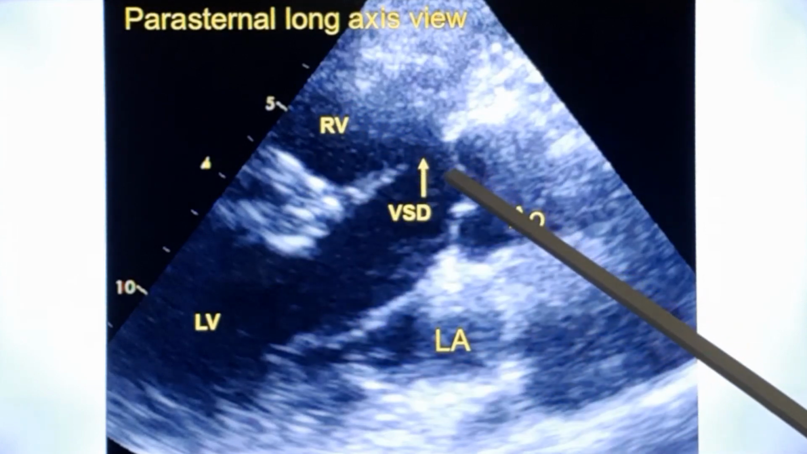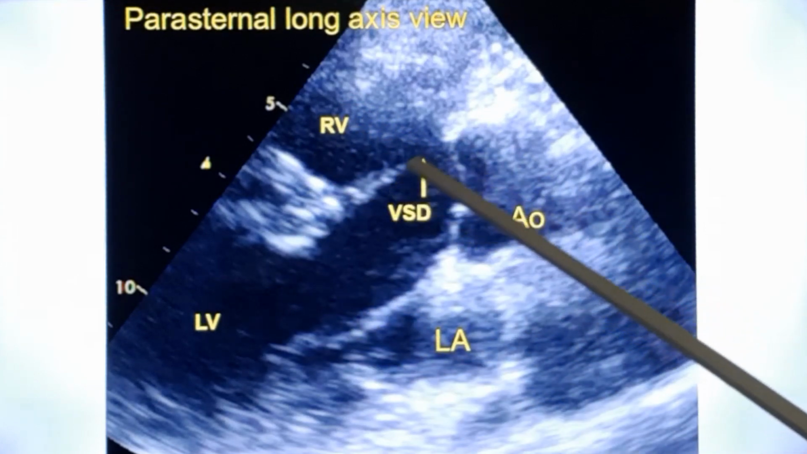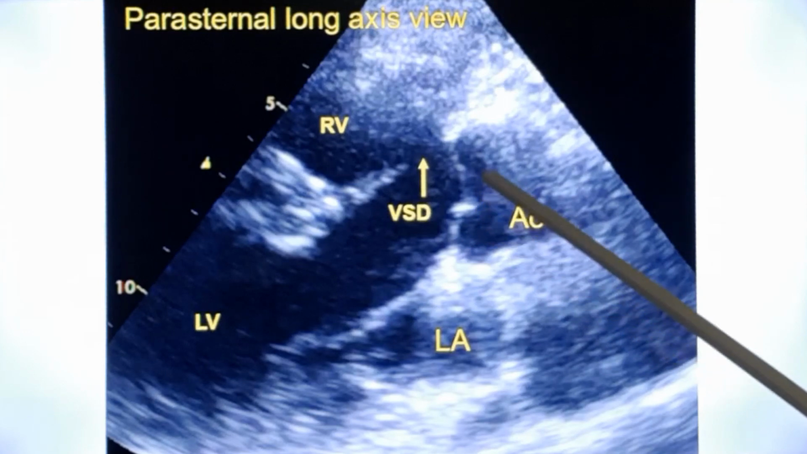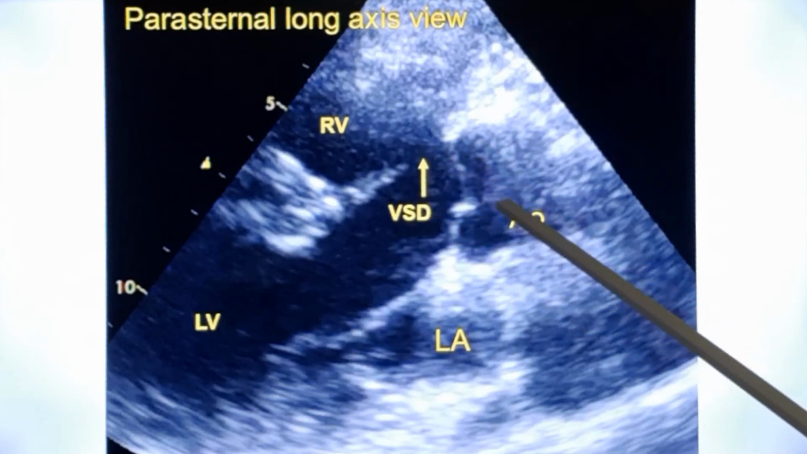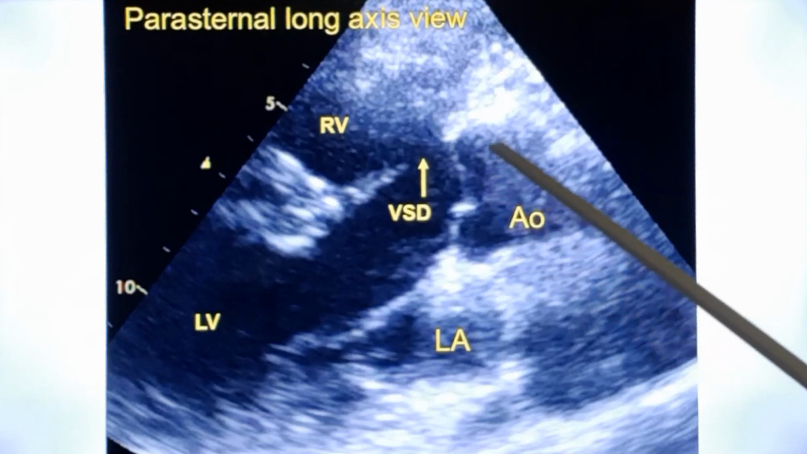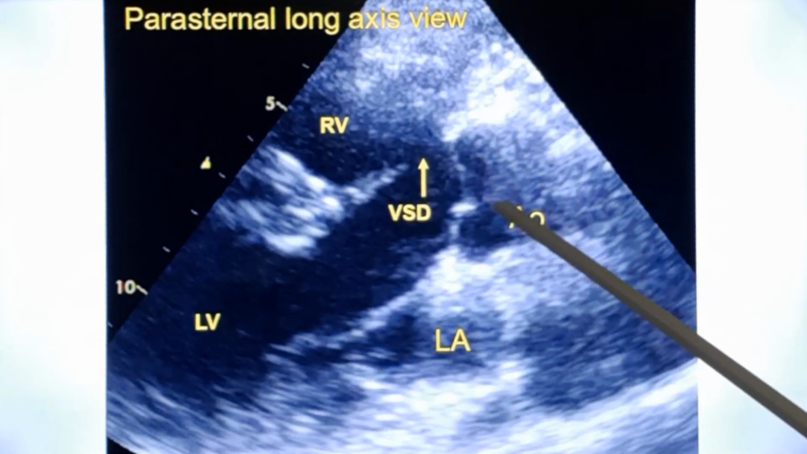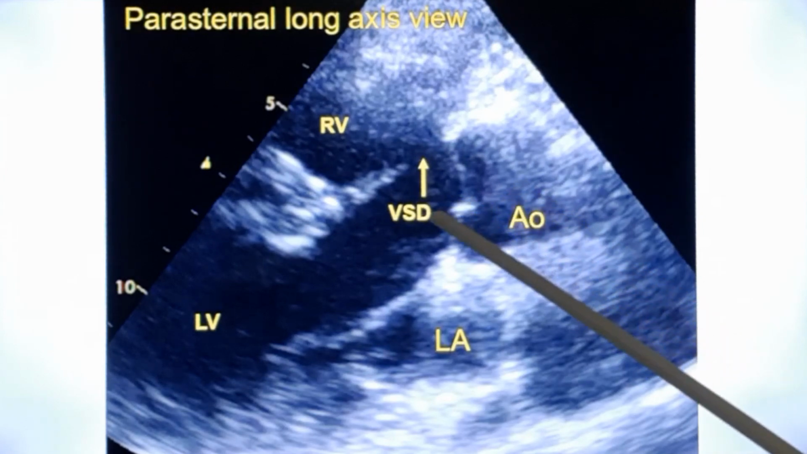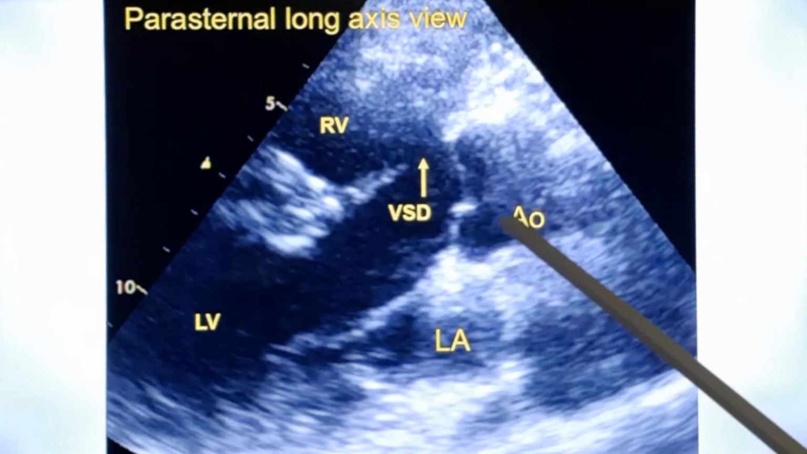You can also see the aortic override. The VSD is partly overridden by the aorta. So when there is an aortic override, if the override of the aorta is less than 50%, you think of tetralogy of Fallot. And if it is more than 50% towards the right side, then you think of another condition known as double outlet right ventricle, where both great vessels, aorta and pulmonary artery, arise from the right ventricle.